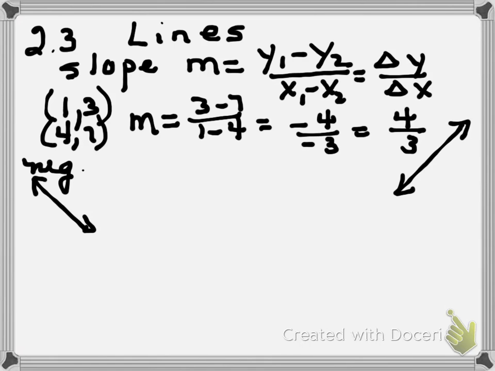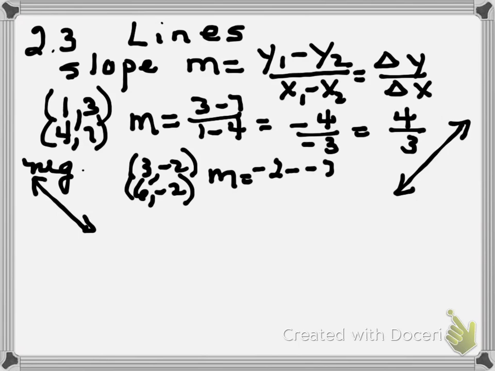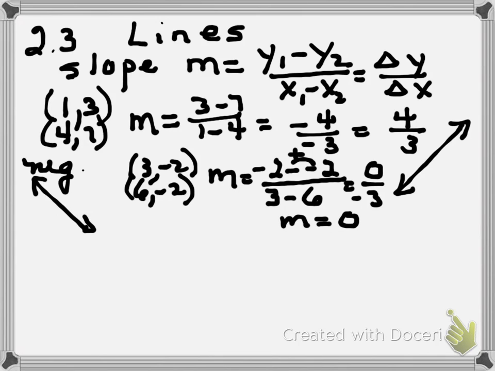Let's take a look at a couple other problems. (3, -2) and (6, -2). Slope is change in y. Negative 2 minus a negative 2 in the numerator over 3 minus 6. Or it could have been 6 minus 3 if I started with the second point. A negative and a negative is a positive, so I have 0 over negative 3. That means that I have a slope that's equal to 0. This is a horizontal line.